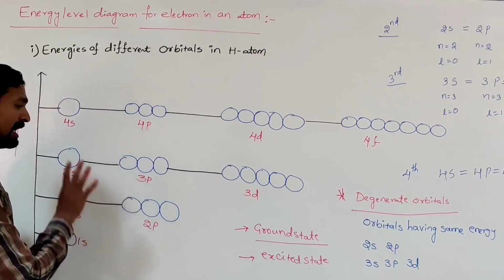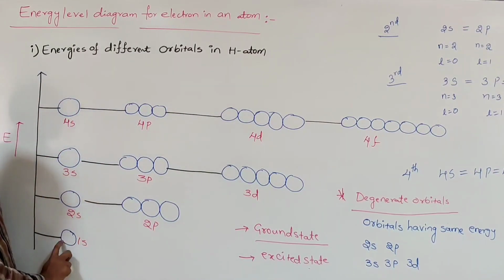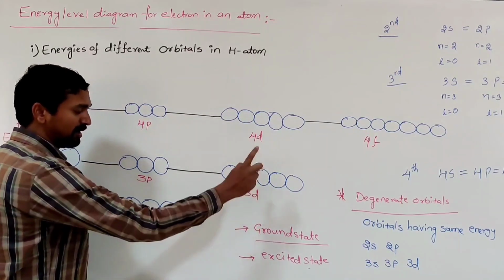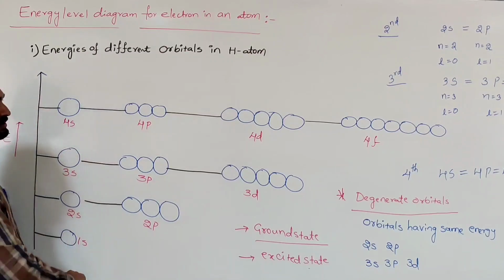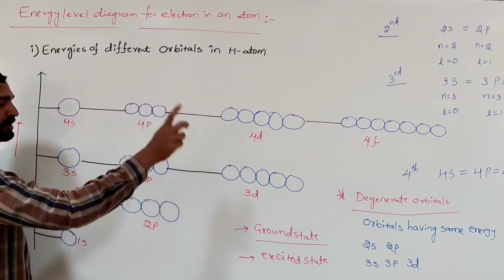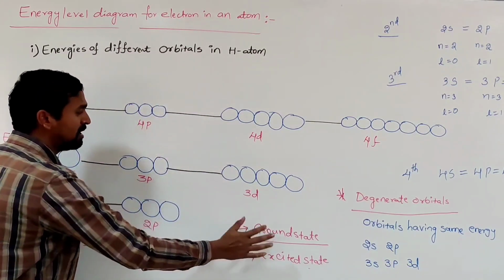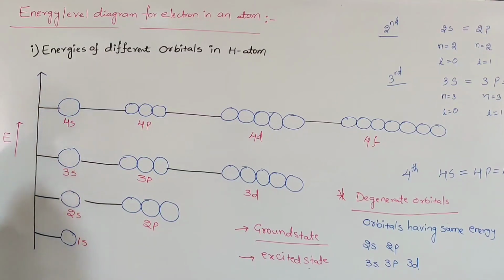So in the hydrogen atom, if the electron is present in the 1s orbital, it is said to be in the ground state. Instead of 1s, if it is present in any other higher orbital, that is called an excited state.